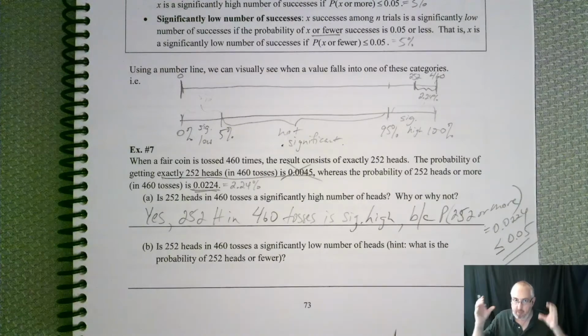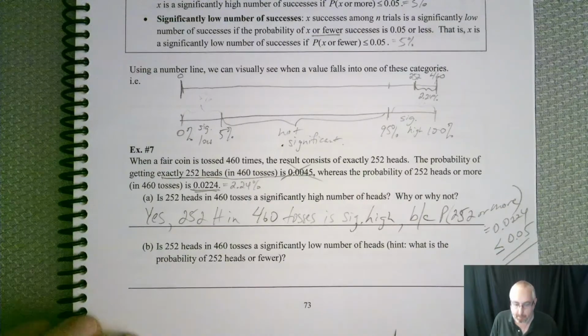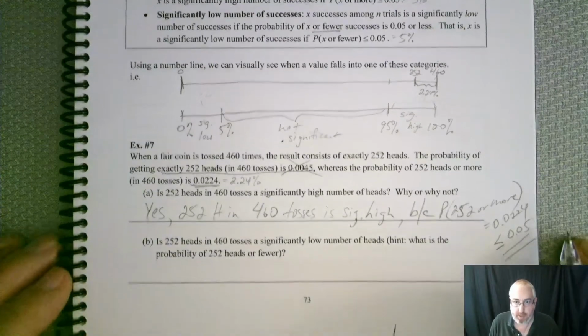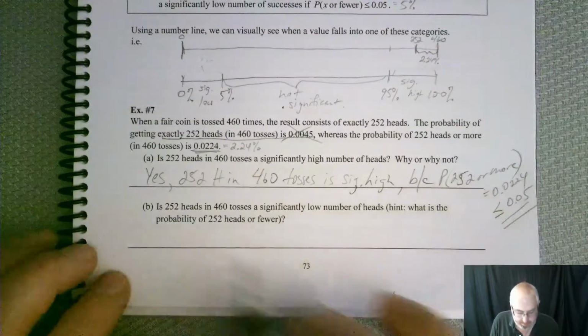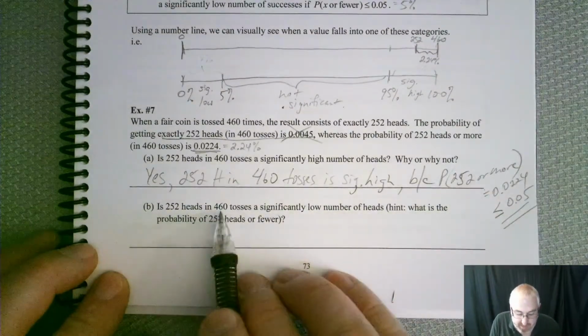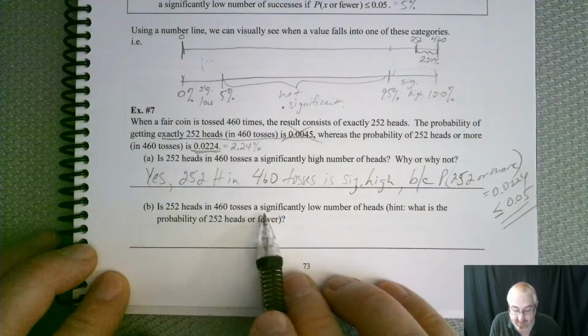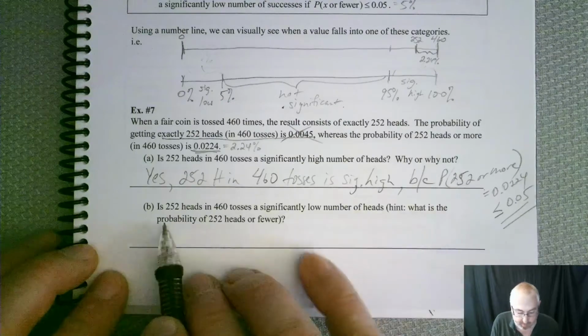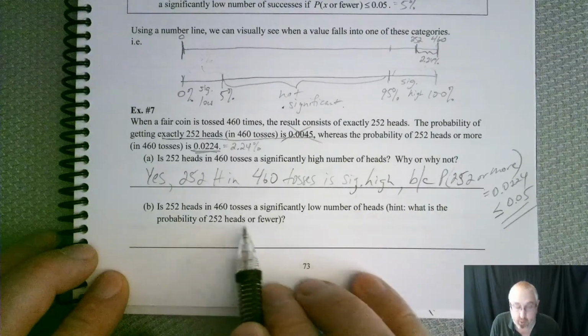This stuff is very hard to kind of wrap your brain around. So that's why the pictures are hopefully helping a little bit. But let's take a look at the next one, and hopefully that will frame the whole picture. Is 252 heads in 460 tosses a significantly low number of heads? Hint: what is the probability of 252 heads or fewer?